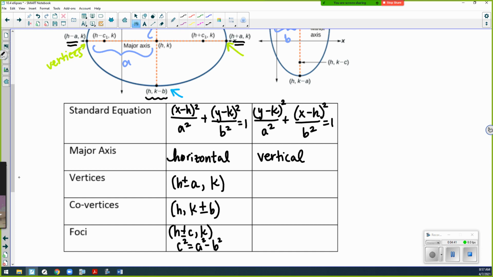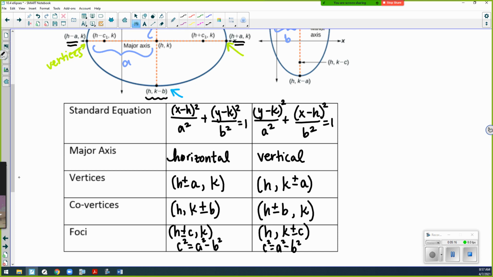So then my vertices are going to be h comma k plus or minus a. Notice the difference between this and when we are oriented horizontally. And then your co-vertices are going to be h plus or minus b comma k. Notice a difference in our orientations. And then your foci is going to be h comma k plus or minus c. Again, the relationship between a, b, and c is c squared is equal to a squared minus b squared. All right, so that's that.